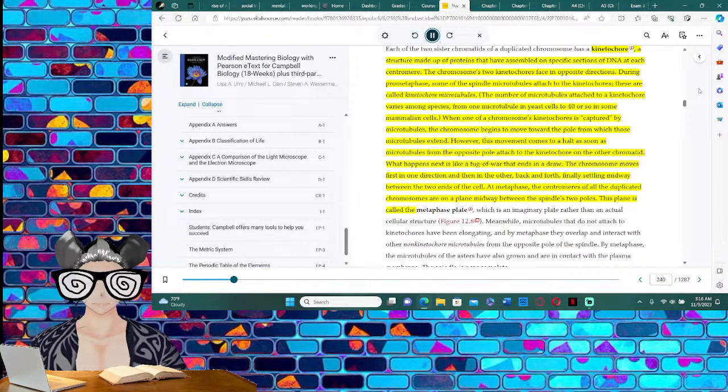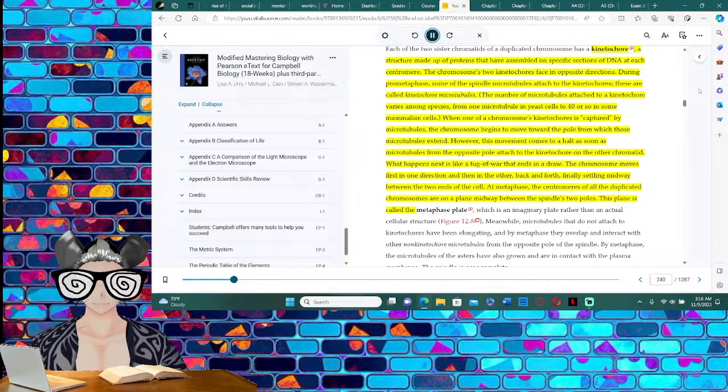When one of a chromosome's kinetochores is captured by microtubules, the chromosome begins to move toward the pole from which those microtubules extend. However, this movement comes to a halt as soon as microtubules from the opposite pole attach to the kinetochore on the other chromatid. What happens next is like a tug of war that ends in a draw. The chromosome moves first in one direction and then in the other, back and forth, finally settling midway between the 2 ends of the cell.